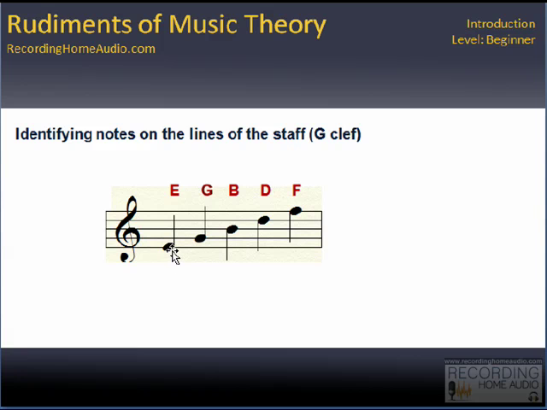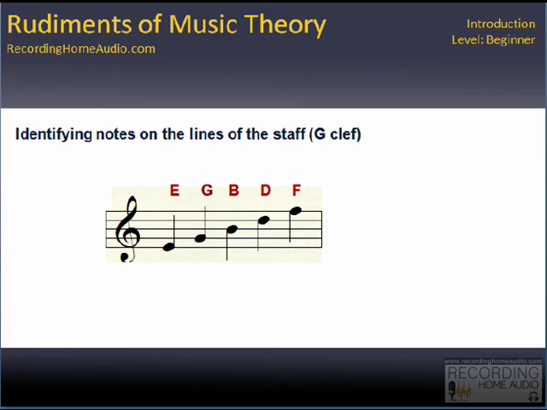So if this is E, the note below this line would be D, and the note on the next line will be C. We'll take a look at that a little bit later. But for now, it's just good to learn what these notes are and their positions on the staff. And these are the notes on the G clef on the lines.